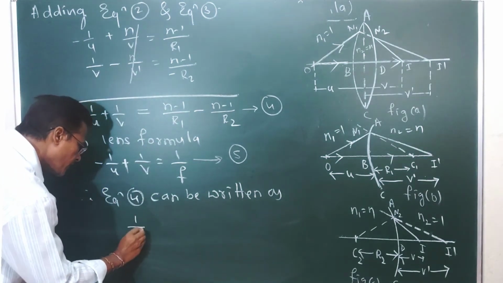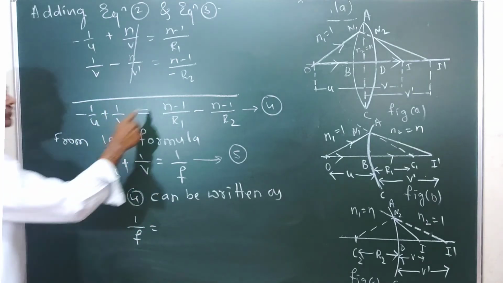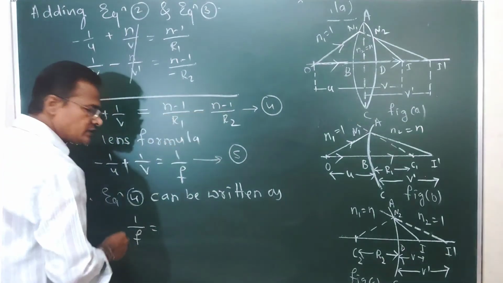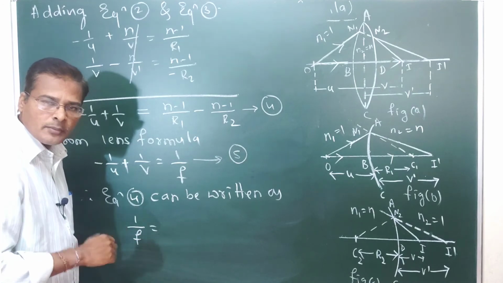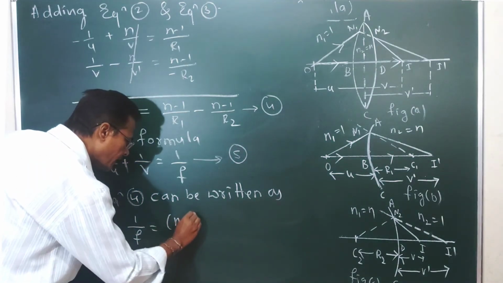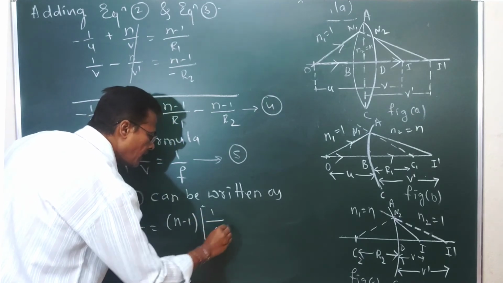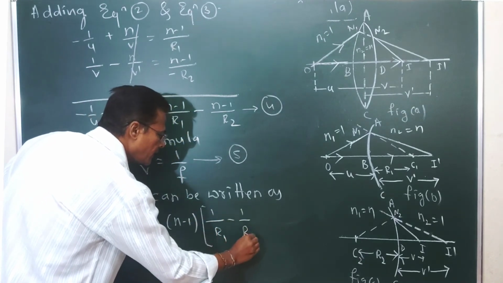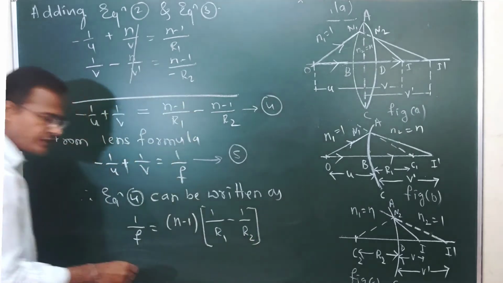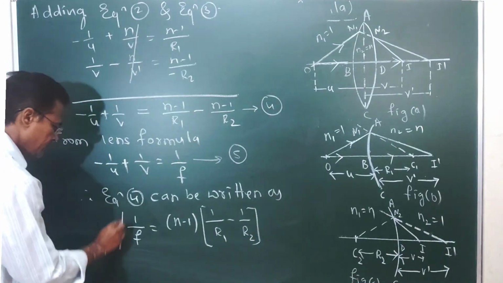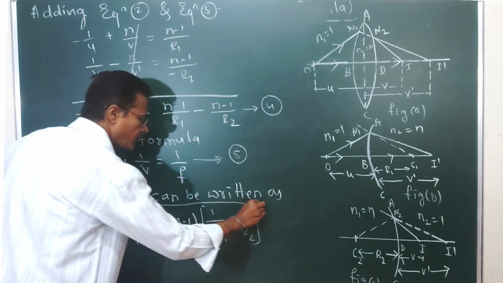So 1 divided by f equal to, N minus 1 is the same on both sides, so I will take the common. So that is N minus 1 bracket 1 divided by R1 minus 1 divided by R2. So this is the ultimate equation we got.